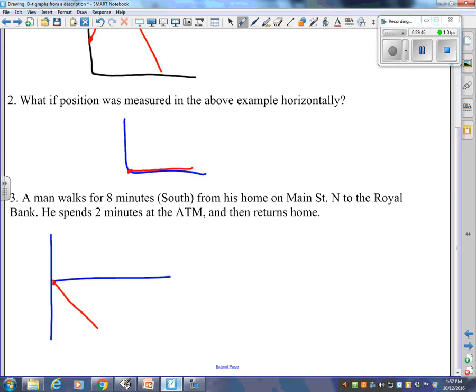And he spends 2 minutes there, and then he went down. If you did it upside down, then you're saying that he's traveling positive, right? The origin is still home, you're just saying that south is positive. As long as you define that, that's okay. That's why I threw the south in there.